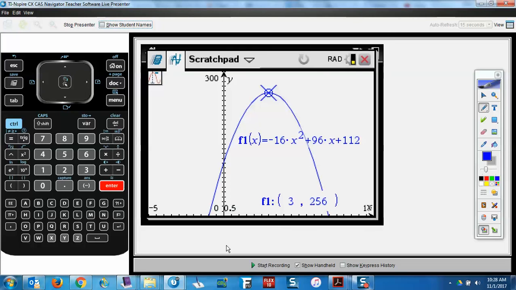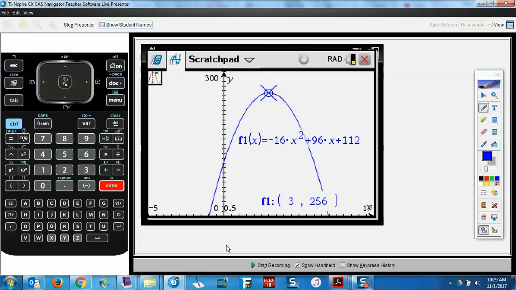Okay, and so maybe I give you a window to use, maybe I don't. If I don't, you're going to have to play around, zoom out, maybe whatever. But if you know it's a parabola, you probably can get yourself to that point. Okay? Now, I'm going to ask you some questions.